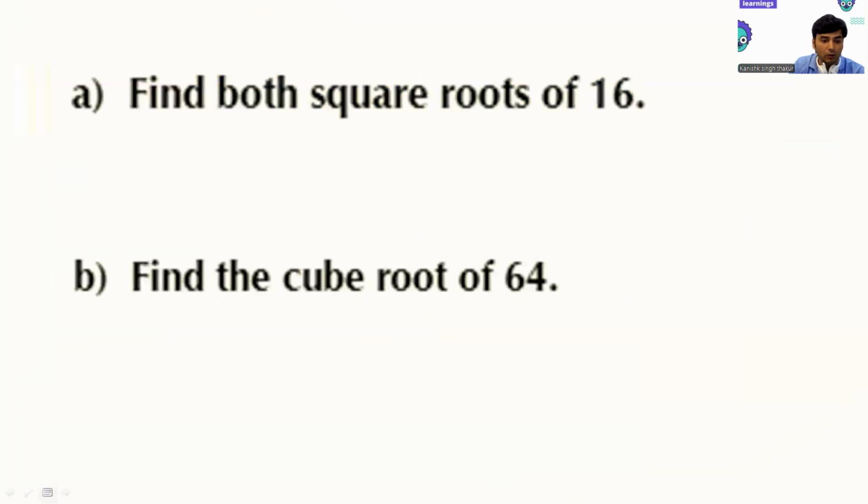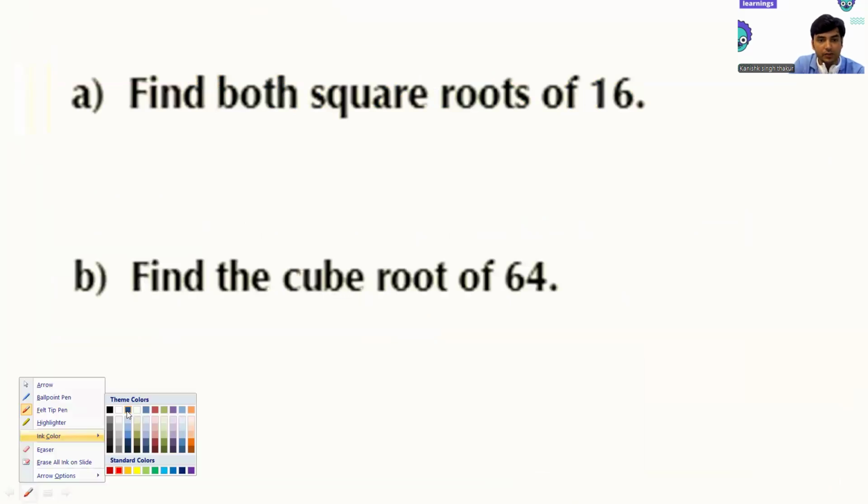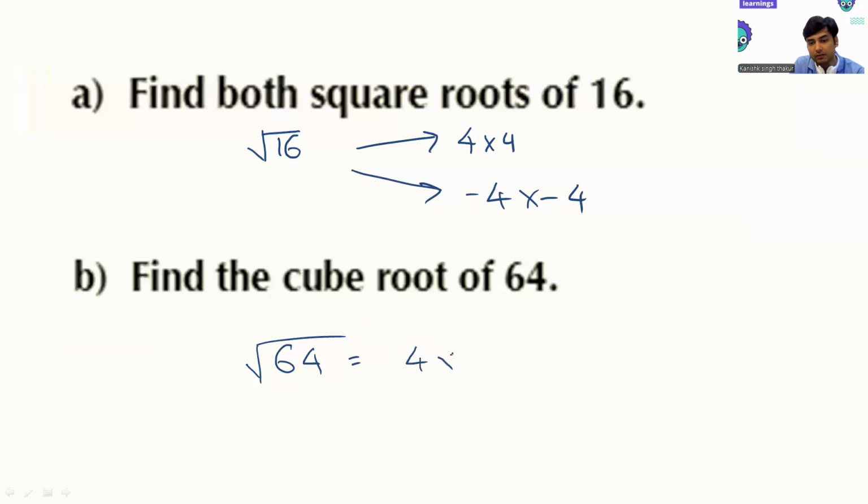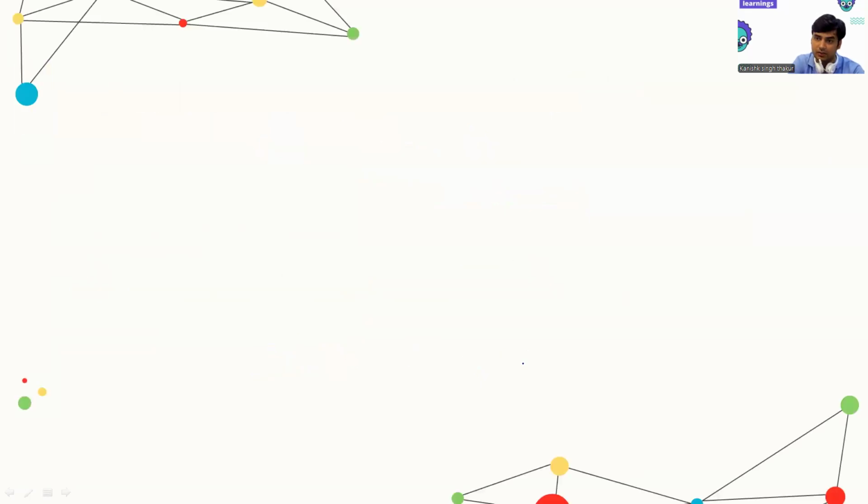Now find both square roots of 16. As we saw, the square root of 16 comes from squaring positive 4, positive 4 times positive 4, as well as squaring negative 4. But for the cube root of 64, I will have only one answer, which is 4 times 4 times 4. I cannot use negative 4, because that will give me negative 64. So this was for squares and square roots. I hope you have got it. Thank you.